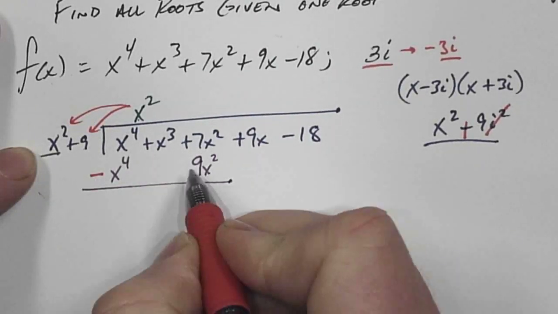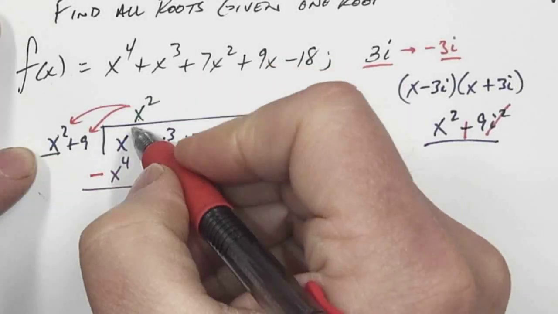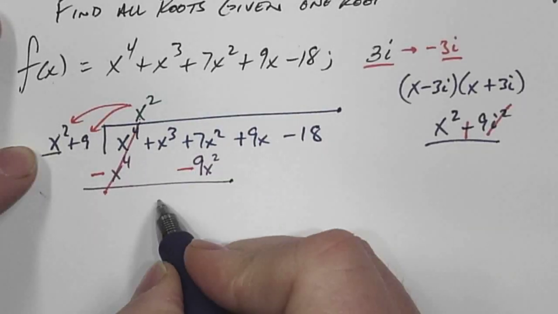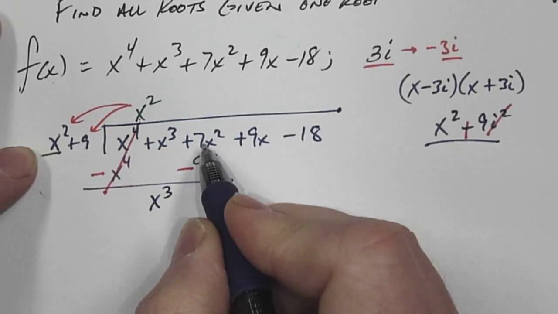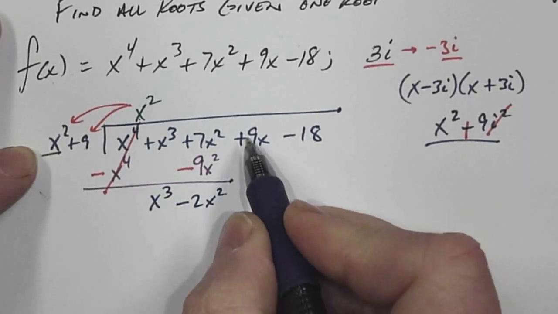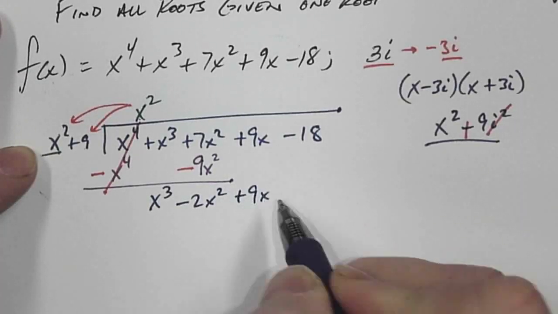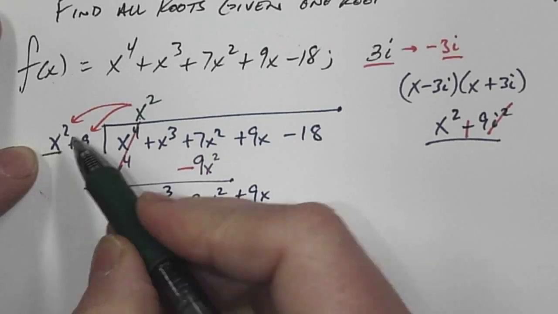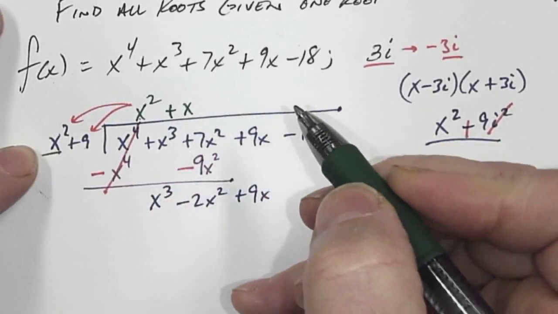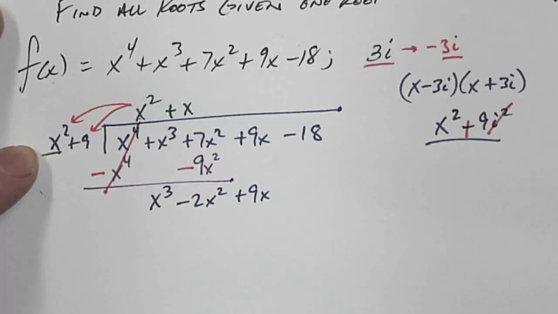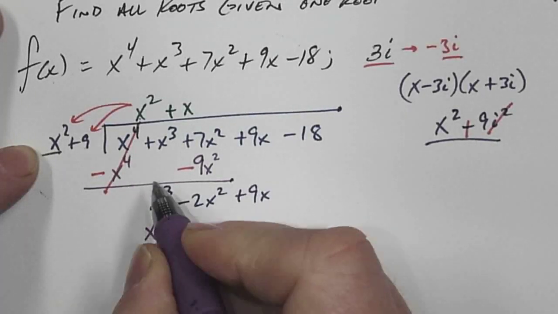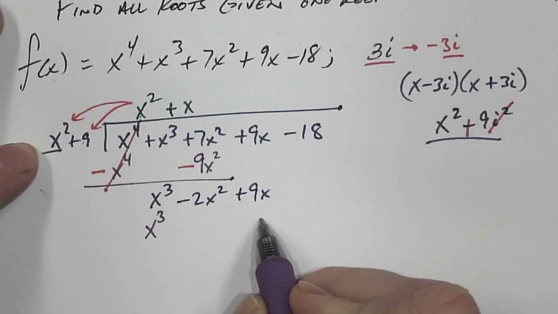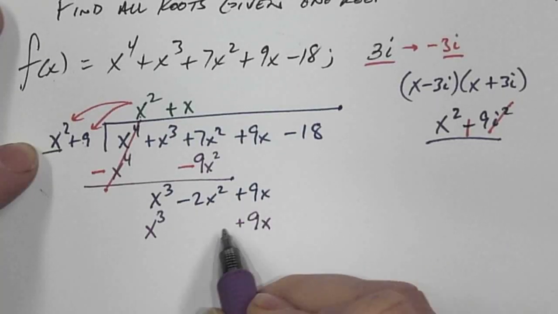Now we subtract, so that's minus, that's minus. This will be 0. I get x to the 3rd, because there is nothing there, minus 2x squared. I'm going to bring down the 9x. Now I'm going to take x to the 3rd divided by x squared, and that'll just give me an x. So x times x squared is x to the 3rd. X times 9 is 9x. I'm going to have to put it over here.